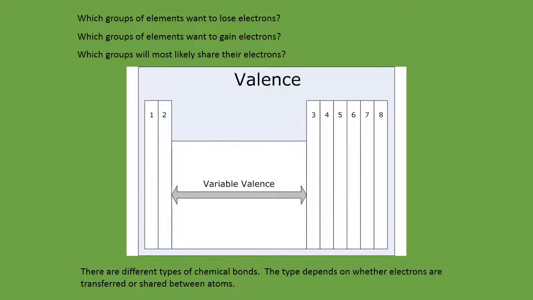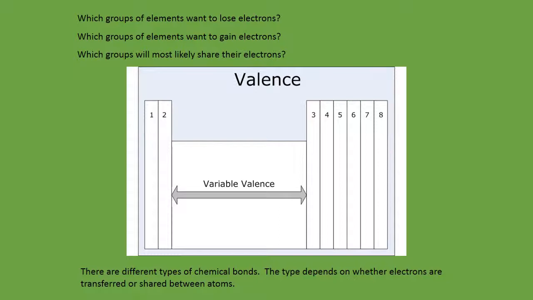We're all trying to get to 8. Those ones to the right, which are just a little short of 8, tend to react with those on the left, which basically just have a few extra past the energy level below. For example, sodium in group 1 likes to react with chlorine in group 17. They do this because sodium has 1 valence electron and chlorine has 7. So if sodium gives its 1 to chlorine, it can go back down to a level where it already has 8, and chlorine can go up to 8.